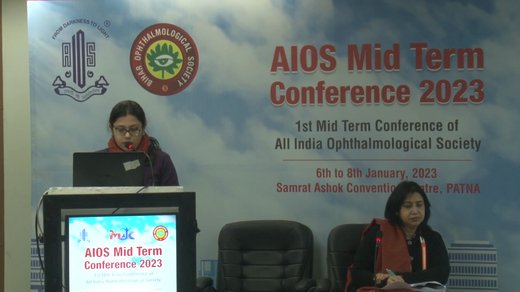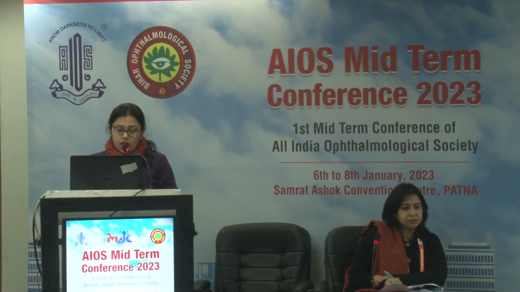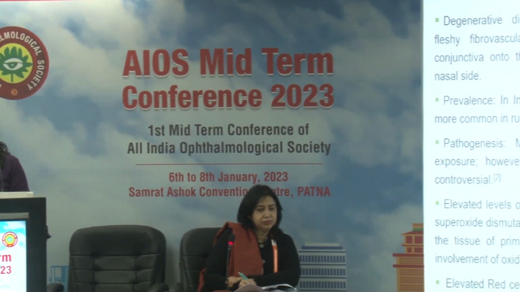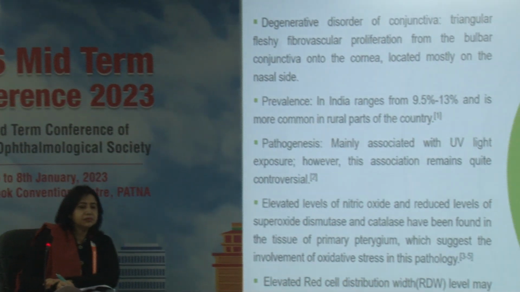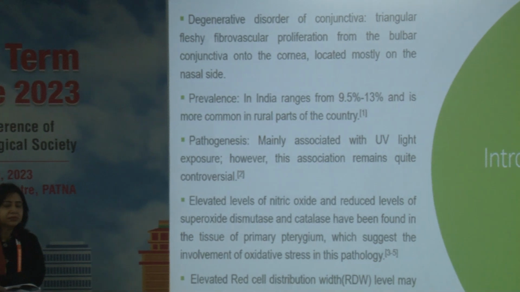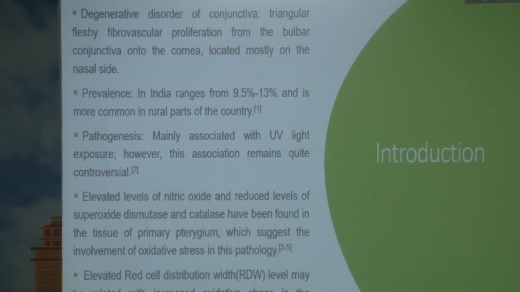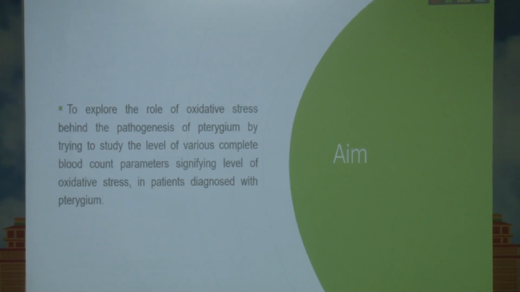However, it remains quite controversial. Therefore, the role of other factors is also being studied. Elevated levels of nitric oxide and reduced levels of superoxide dismutase and catalase have been found in the tissue of primary pterygium, which suggests the involvement of oxidative stress in this pathology. Elevated red cell distribution width levels may be related to increased oxidative stress in the presence of pterygium.